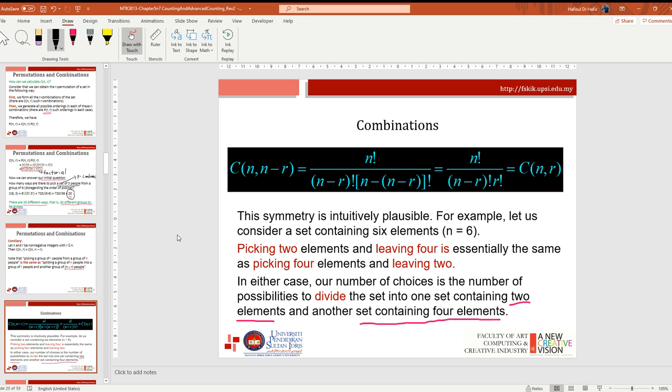What is a corollary in discrete math? A true statement used to prove other true statements. A simple deduction from a theorem or proposition. And in this example, picking two elements and leaving four is essentially the same as picking four and leaving two. It works either way.